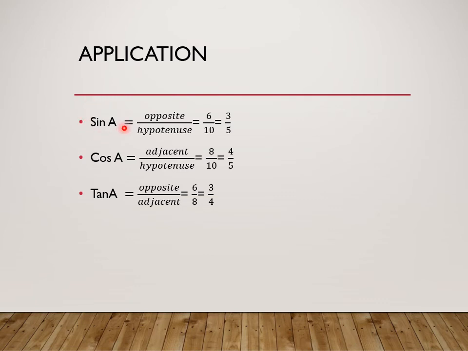The sine of A is opposite of A over the hypotenuse, which is 6 over 10, which equals 3 on 5. The cos of A equals the adjacent over the hypotenuse, which is 8 over 10, which reduces to 4 fifths. And the tan of A equals the opposite of A over the adjacent of A, which is 6 over 8. That reduces to 3/4.